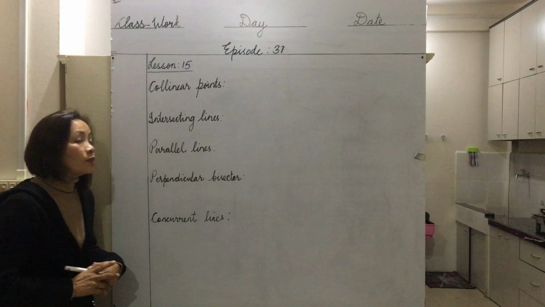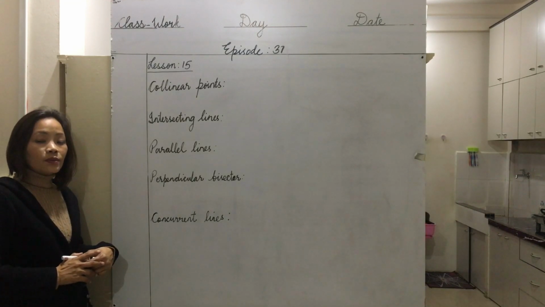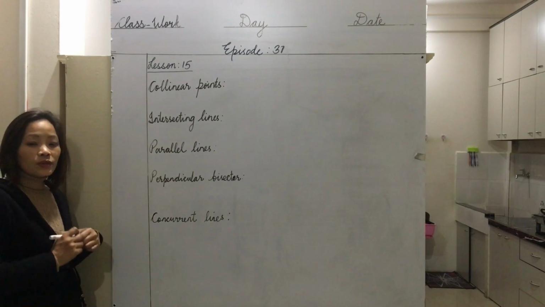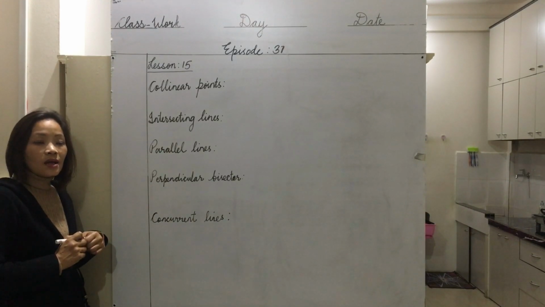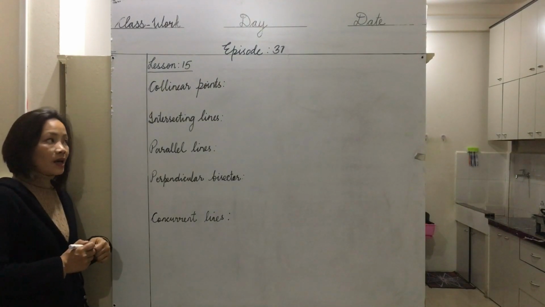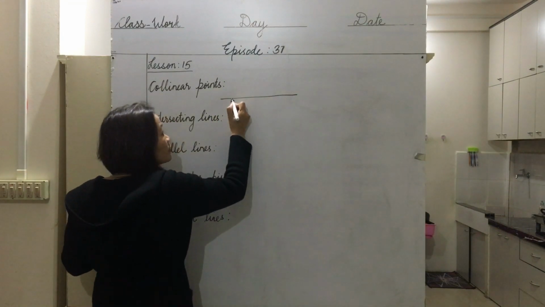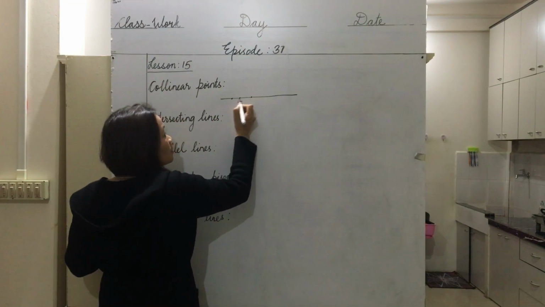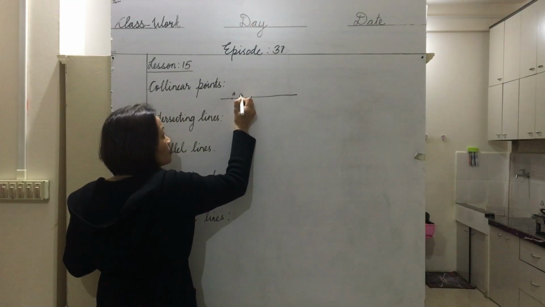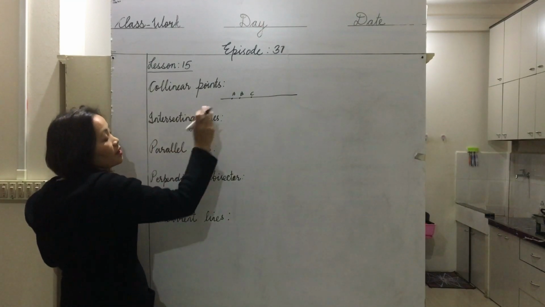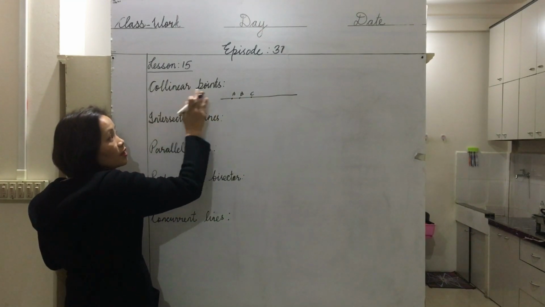Today we will be continuing with lesson 15 and we'll be dealing with properties of a straight line. The first one is collinear points. When three or more points lie on the same straight line, that means we have one straight line, right? And we have 3 points. Point A, B, C are on the same straight line. So these points are called collinear points.